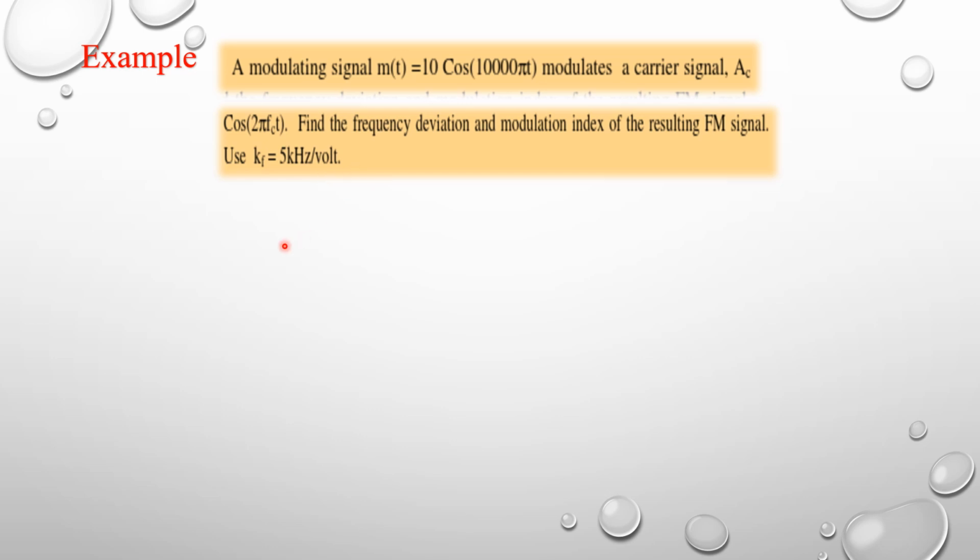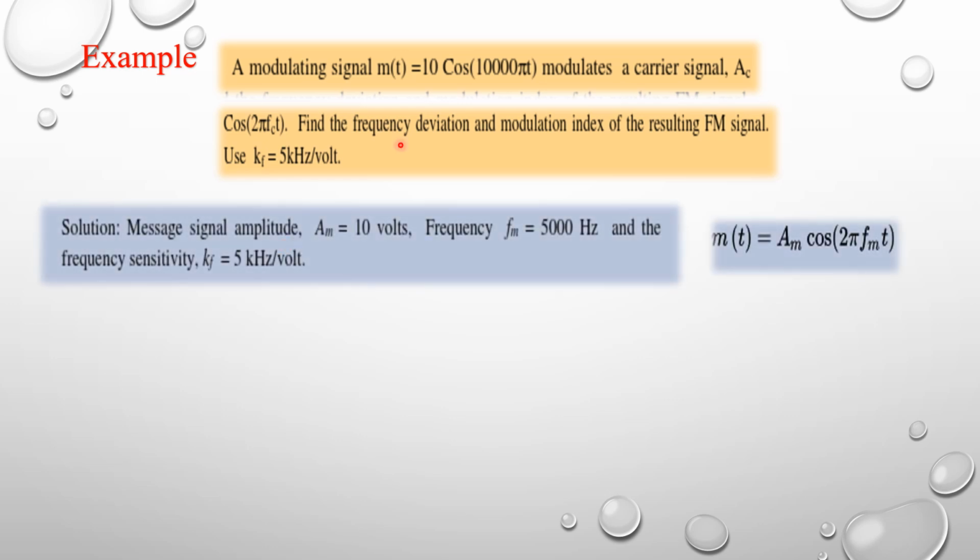So first you list out the given data. They give m of t equal to 10 cos 10,000 pi t. Using this equation we have to find the amplitude and the frequency of the modulating signal. We know that m of t is equal to Am cos 2 pi fm t. Just compare the given equation with the standard equation. So we get Am equal to 10.